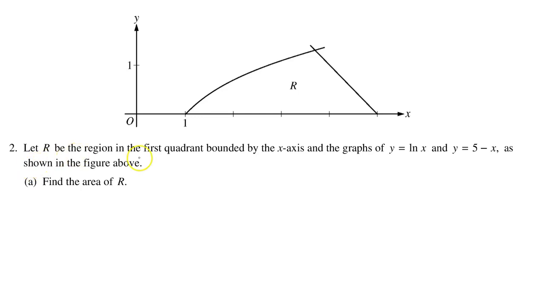Let R be the region in the first quadrant bounded by the x-axis and the graphs of y equals natural log x and y equals 5 minus x, as shown in the figure above. Part A. Find the area of R.